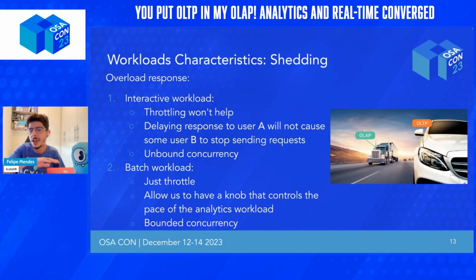Analytics workloads live on the other side of the spectrum. We can just throttle them down, which, yes, will delay their processing, but at the same time, will guarantee that our OLTP throughput and latencies remain under control. By throttling the analytics workloads, the flow of requests is kept at a certain pace, and the application knows it needs to slow down, thus progressing with a bounded concurrency.